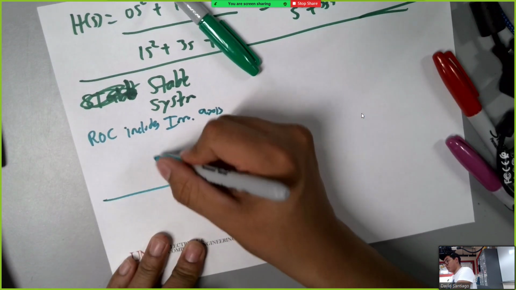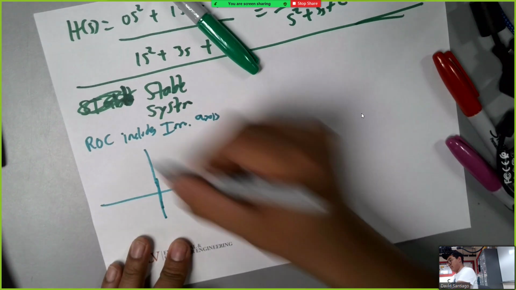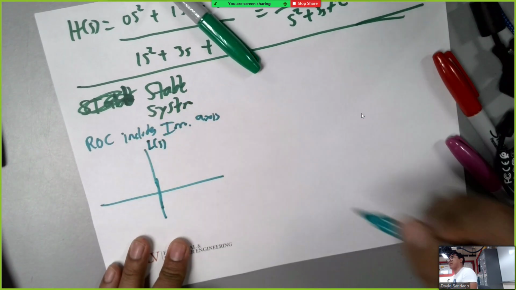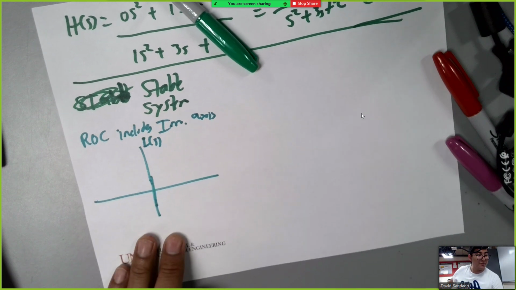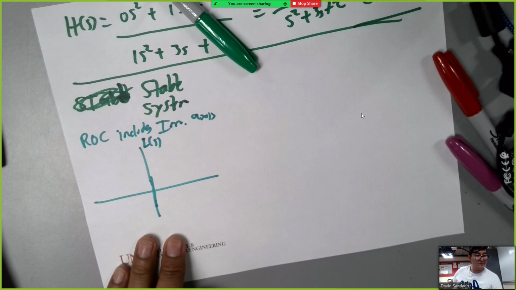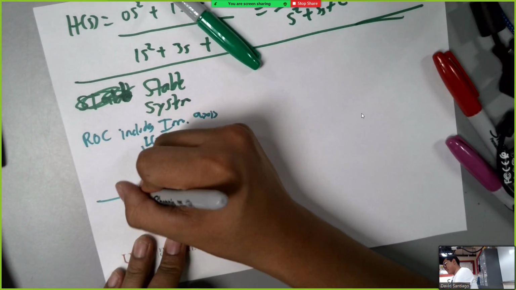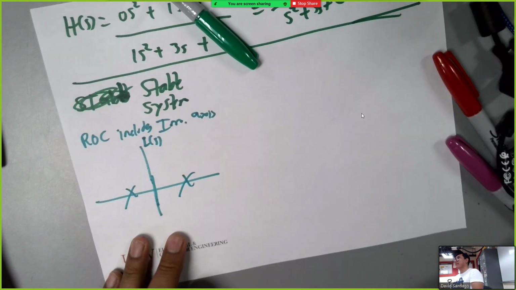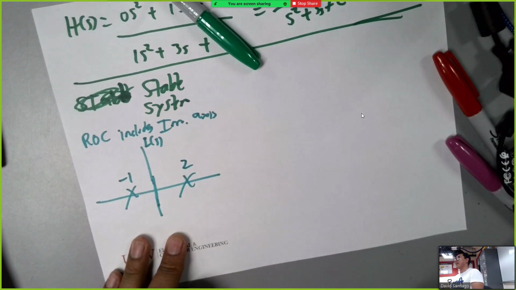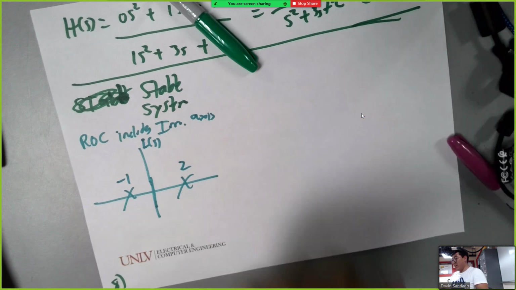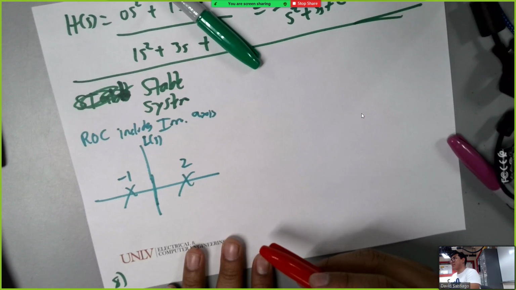So what happens if I draw this? L of S. Let's choose, what are my poles? I'm trying to figure out what poles I want to give you. Let's call this one -1 and let's call this one 2. So how do we make this system stable?